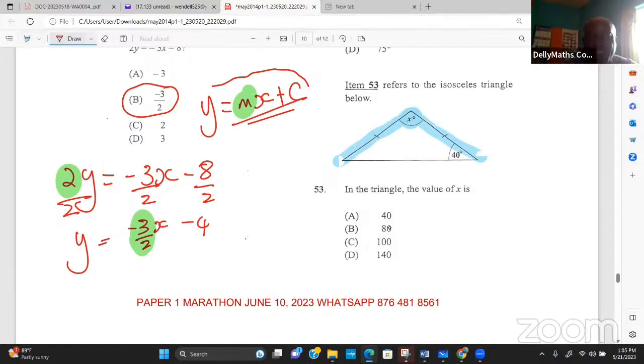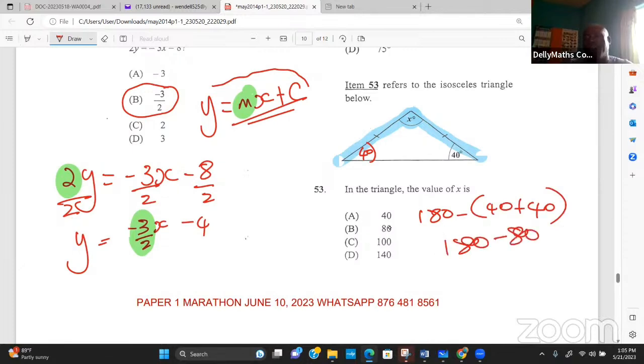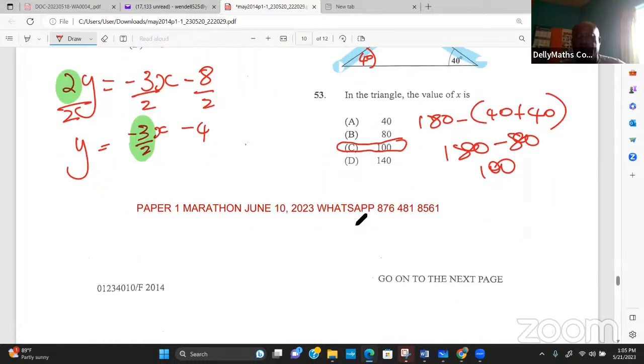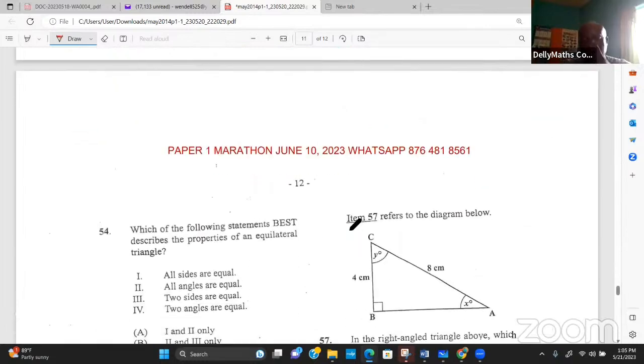Now, it simply means that the other two angles are the same. So 40 is also here. So basically now I'm going to take the sum of the 40 and the 40, take it from 180. So 180 minus 80, and the answer is 100 degrees right there, right? So utilizing that isosceles property, you get that out.